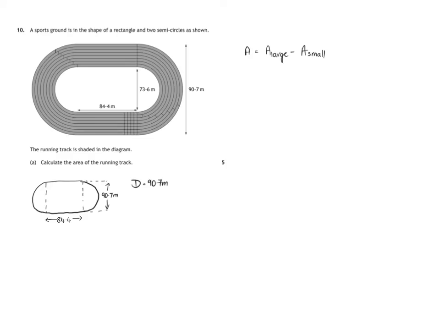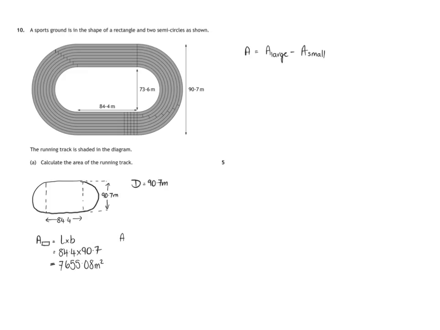So we can work out the area by doing the 2 separate ones. We've got the area of our rectangle, so I'm just doing A and then a little rectangle. It's L times B for a rectangle, so this one, 84.4 times by 90.7. That gives us 7,655.08 meters squared for area.